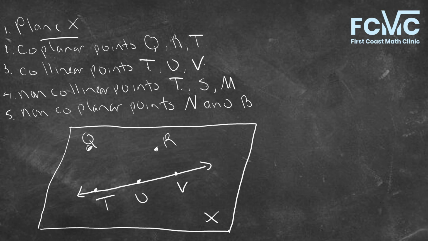Now I want non-collinear points T, S, and M. So we've got T here. Let's put point S right here, and then maybe point M over here. So there's not one straight, continuous line that we could draw through point T, point S, and point M. And now we want non-coplanar points N and B. So maybe I'll put point N on our plane, and I'll put point B off of our plane. All right, let's do one more example.